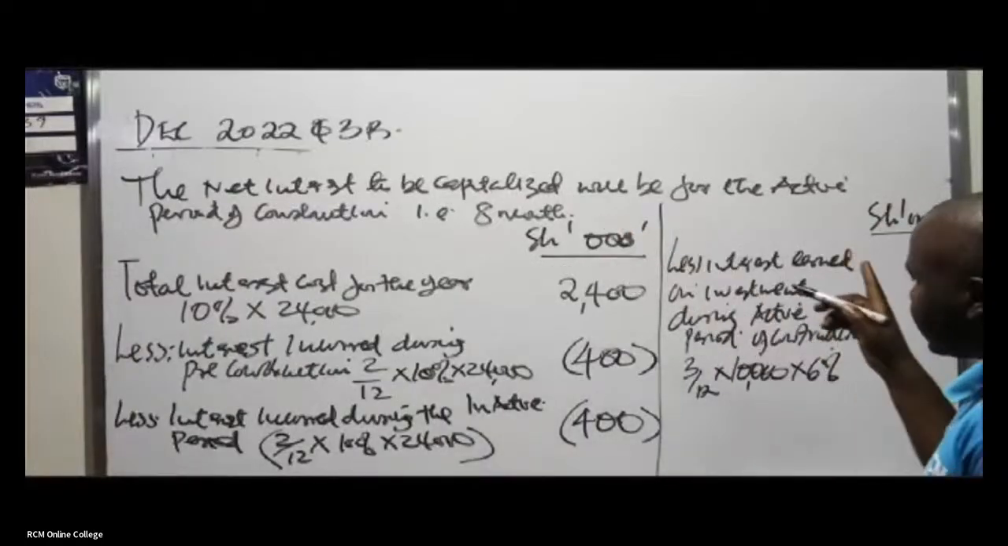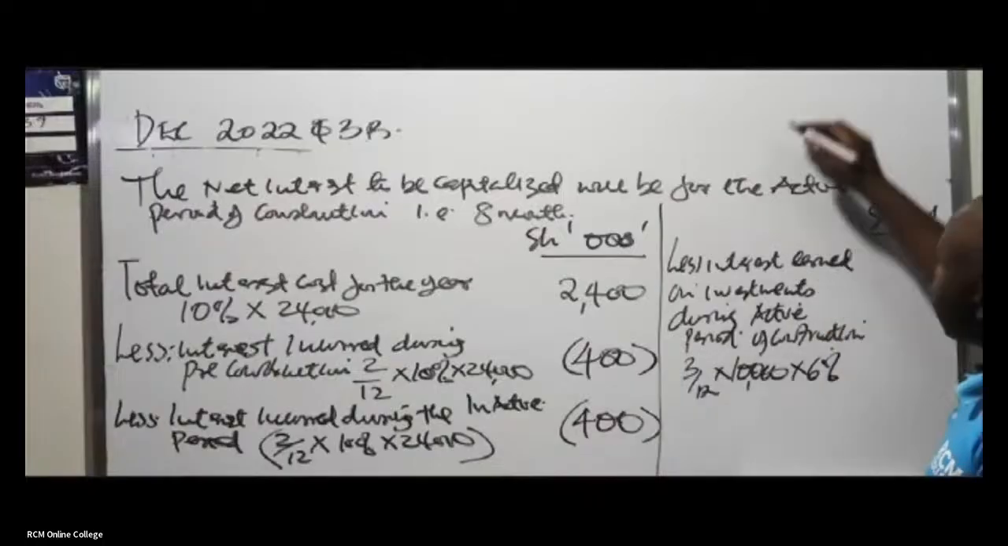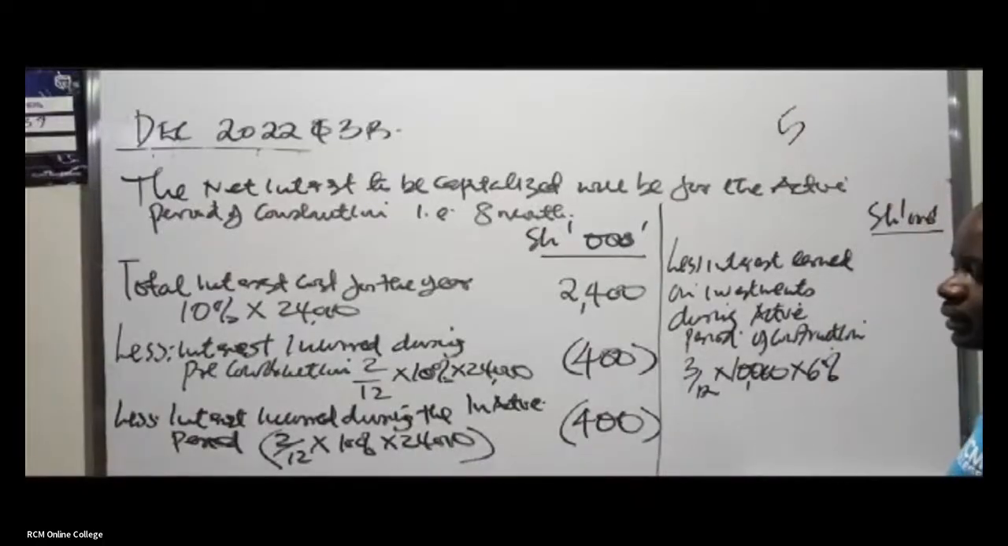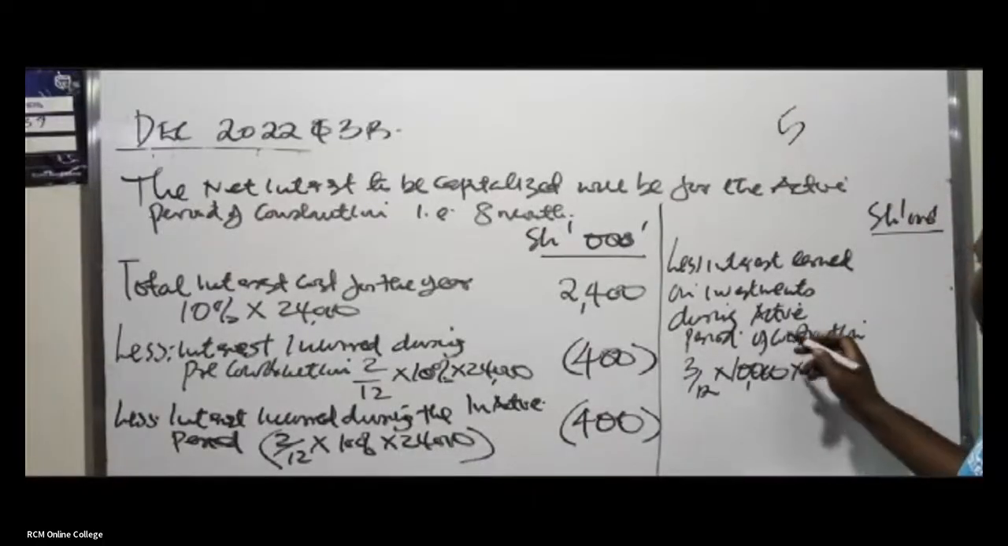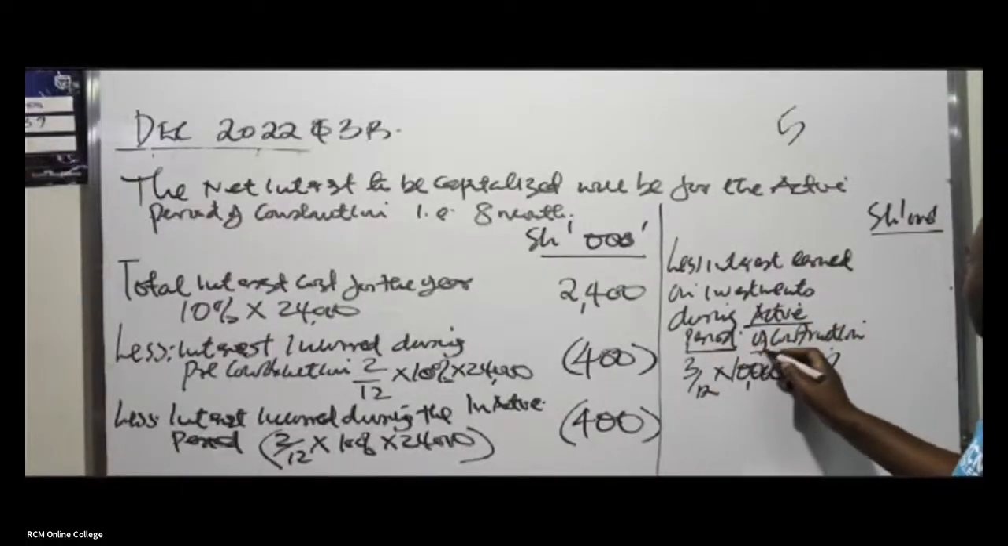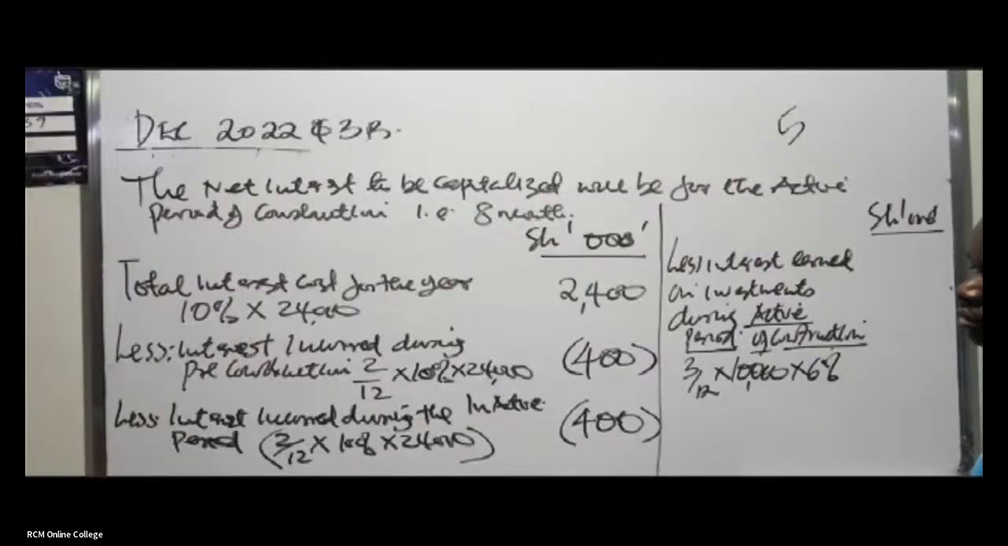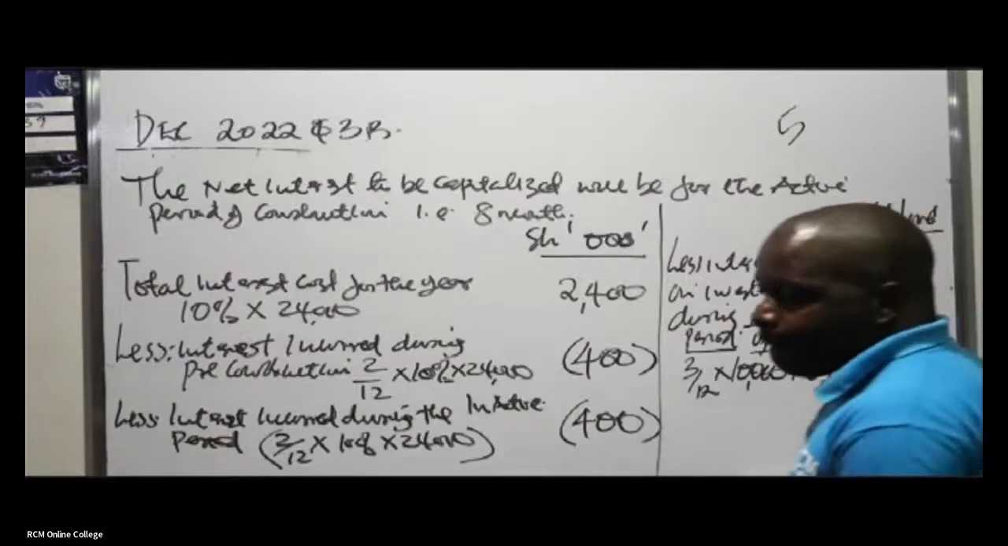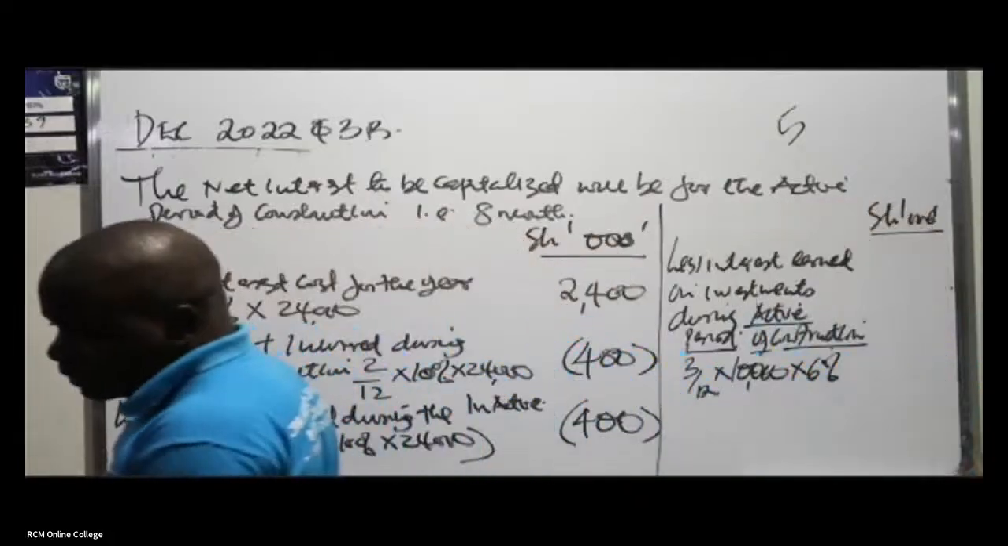As per that deadline, of course, the interest was earned for 5 months. But take note, it is important. Underline this: active period of construction. Have you underlined that, Zipporah? You need to underline that.